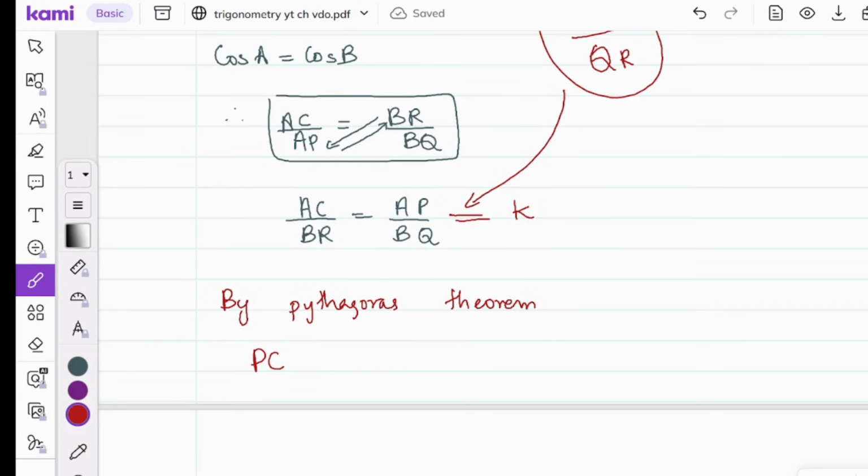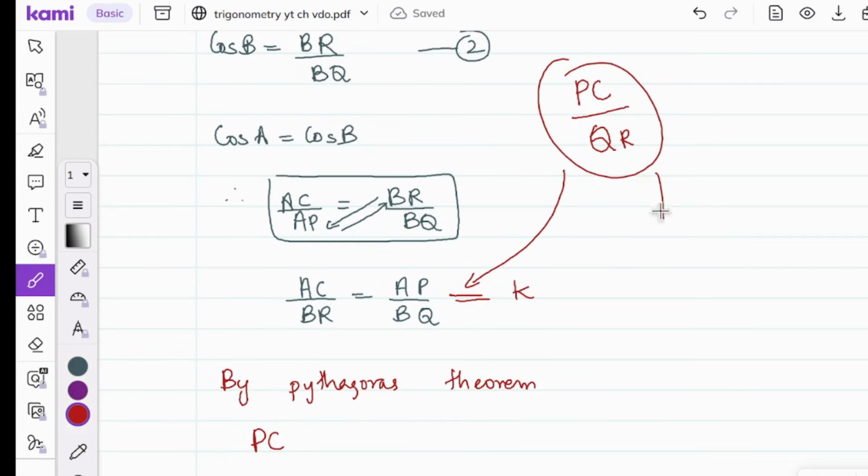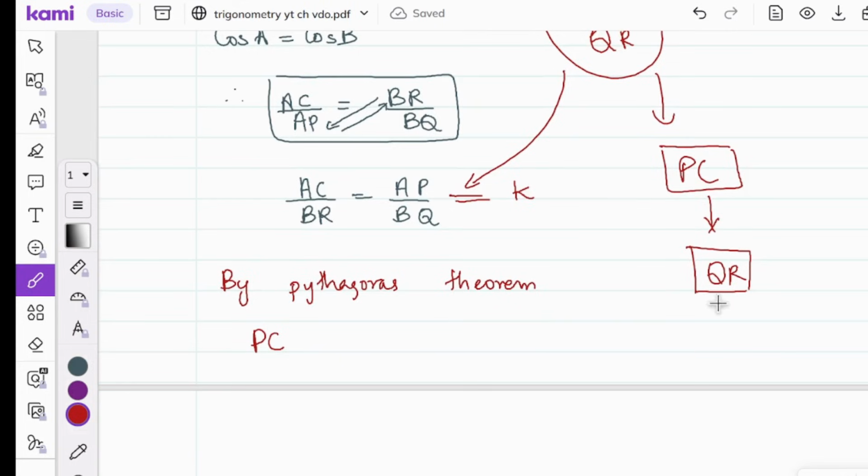Because first I need to find the value for PC. Once I find the value for PC, I need to find the value for QR. Then, in the next step, I have to find PC by QR. These are the steps which we have to follow now. So what is the value for PC?